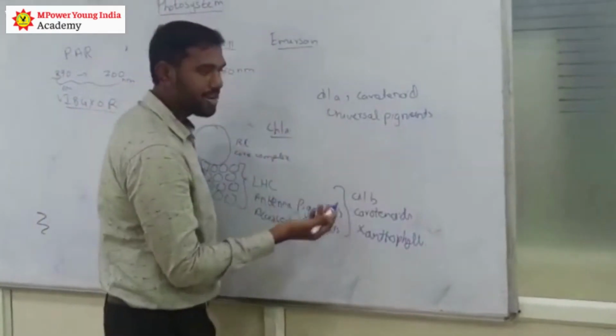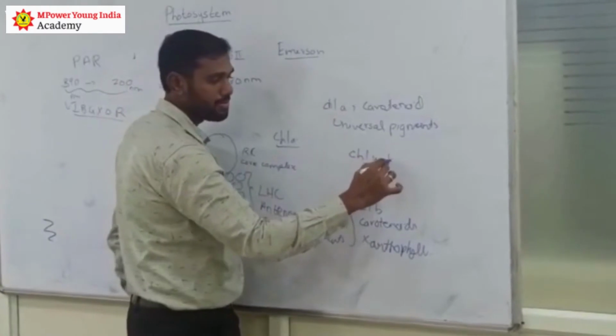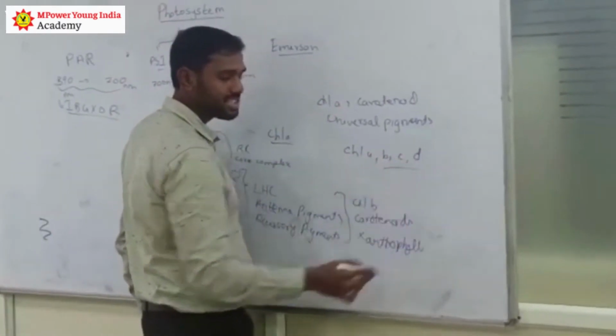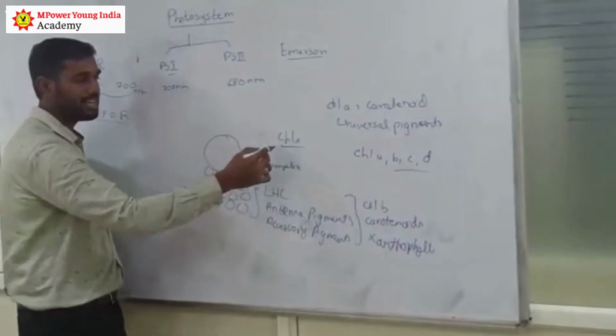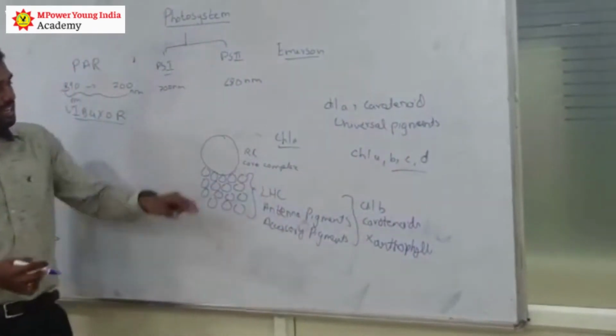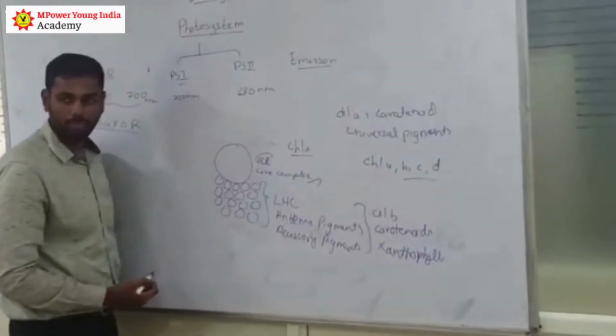And you have many different types of chlorophyll also. You have chlorophyll A, B, C, D, and these you can find in algae and many organisms. But majorly in a plant you can find chlorophyll A and chlorophyll B. Here this is the reaction center. So why is it called the reaction center or core complex?